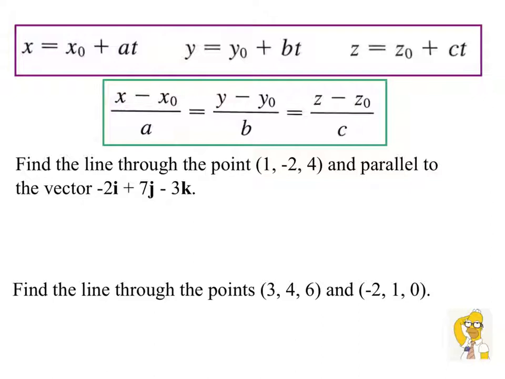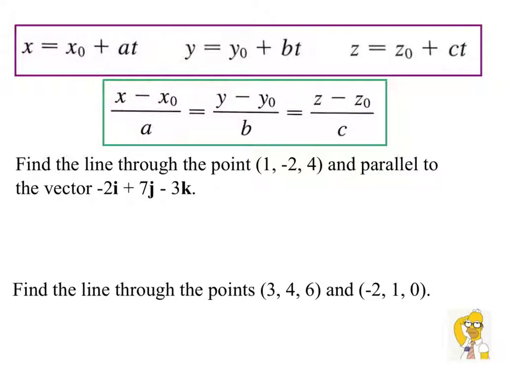What you see below that in the green box is what's called the symmetric equations of a line. And you can see in every single case that every single equation has been solved for t. So subtract this, divide by a. Subtract this, divide by b. Subtract this, divide by c. And because all of them are solved for t, they're all equal to the same thing. They're all equal to each other.